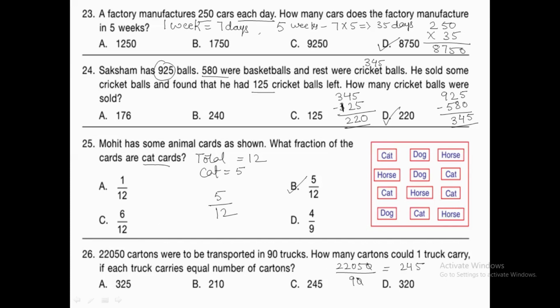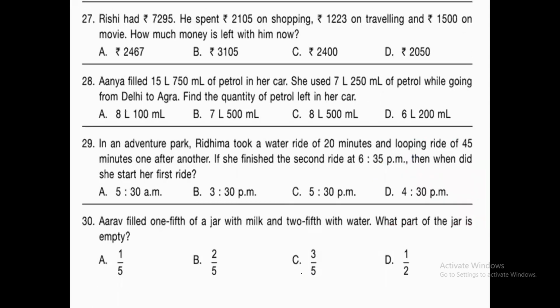Okay, so what we are getting after dividing these two numbers is 245. Like 9 twos are 18. Okay, 4 will remain here, 9 fours are 36, 4 will remain here, and 9 fives are 45. So that's how we are getting 245. Okay, so the answer is option number C. Now let's move on to the next question, which is question number 27.